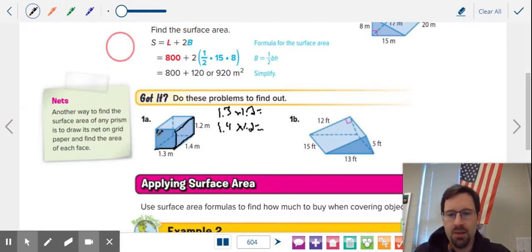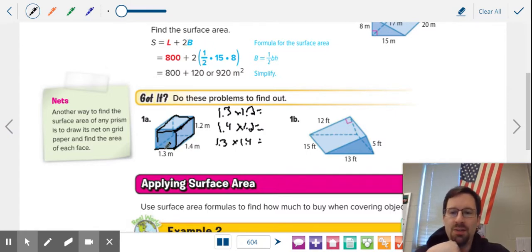And then I got to do the top one now. These are all the ones you can see, 1.3 by 1.4. I had to go to the bottom to see what's on the top. With rectangles, the sides mirror, so opposites are equal.